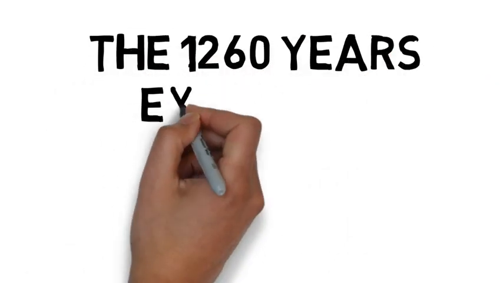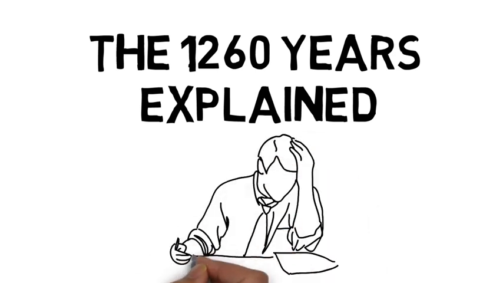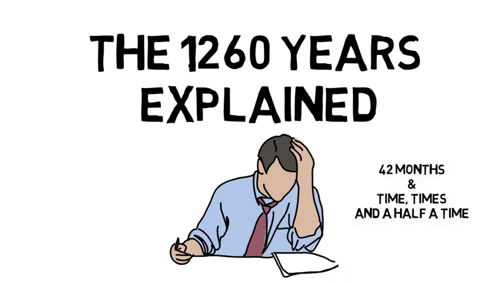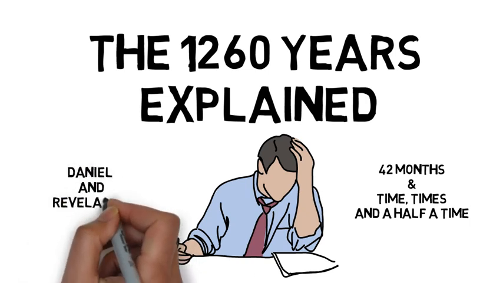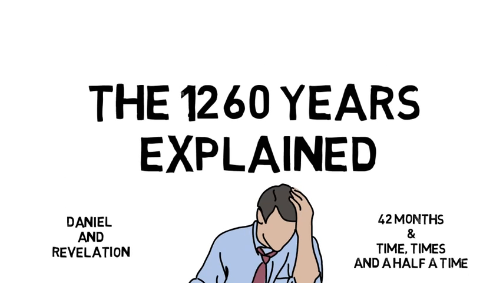The 1260 years explained. I have received a few messages asking how I got 1260 literal years from our time measurements known as 42 months and the phrase time, times, and a half a time, which are both found in Daniel and Revelation. So I wanted to make a quick video to break down the math behind these divine time measurements. Now let's take a look.